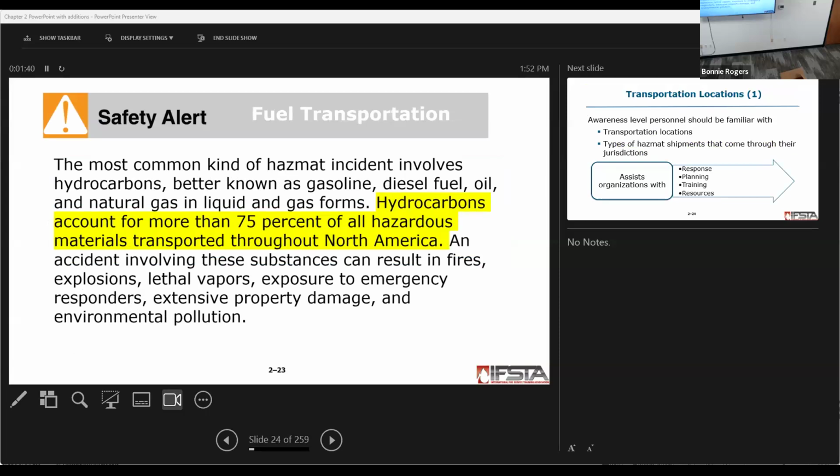We have the added complication. There can be fire, explosion, vapors, property damage, and then environmental pollution. So the one we had last week, what are we concerned about with that diesel spill? Environmental impact. Like how so? The fish in the river, the ecosystem, bugs, plants.